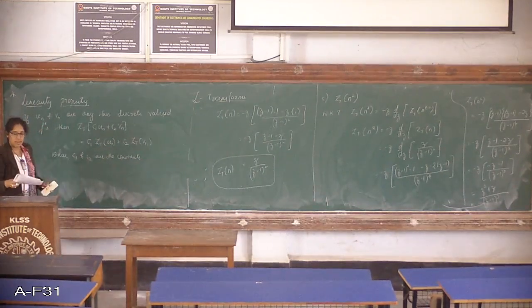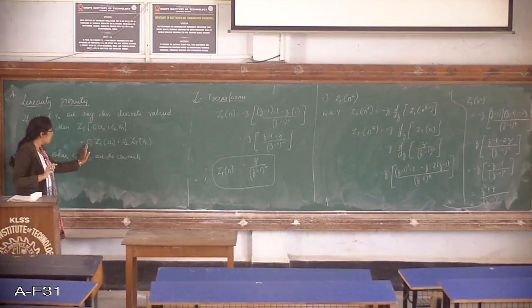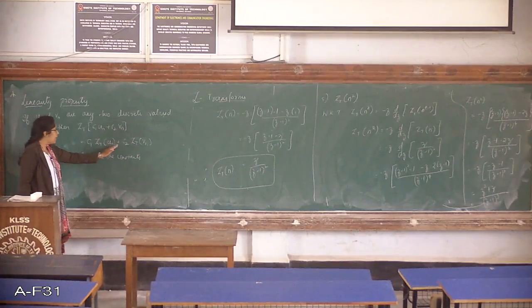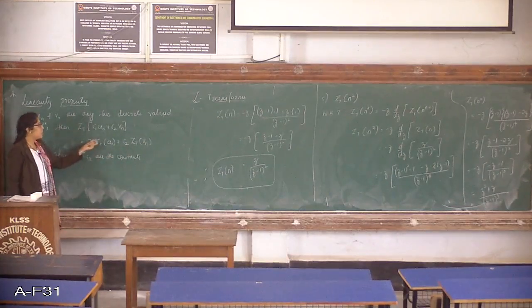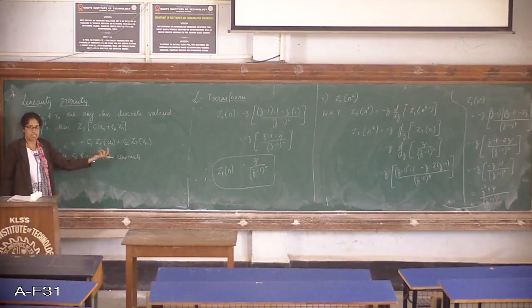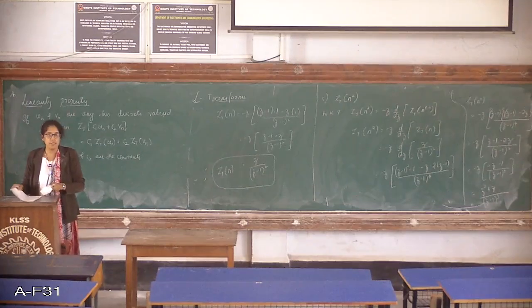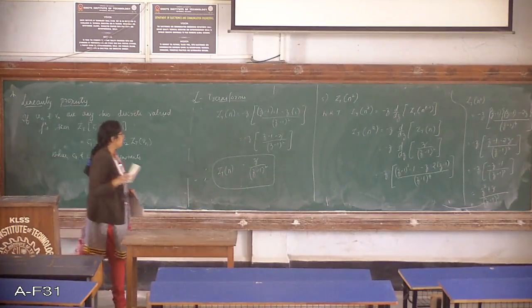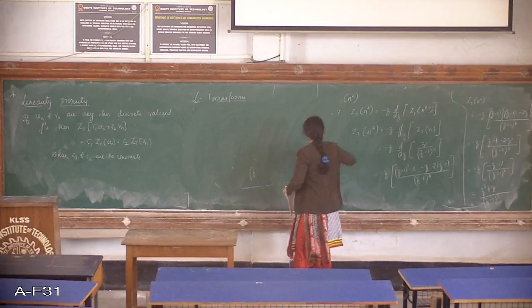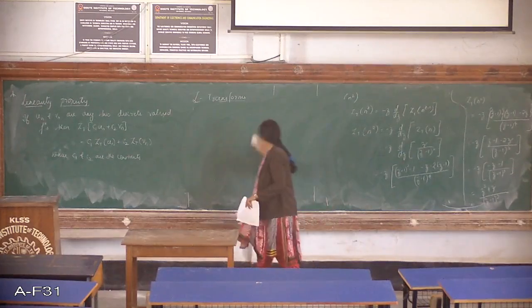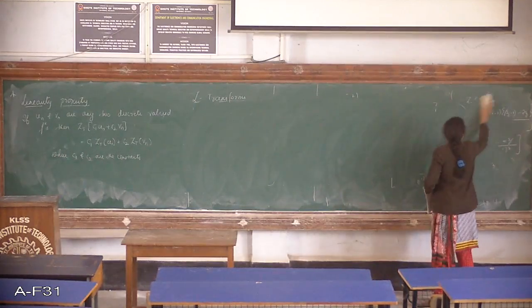So the Z transform of C1 Un plus C2 Vn can be written as C1 Z transform of the function Un plus C2 Z transform of the function Vn. Note that here C1 and C2 are the constants. This is the linearity property related to Z transform. Now let us go for one of the rules named the damping rule. Again, a very important rule in terms of signals and systems.